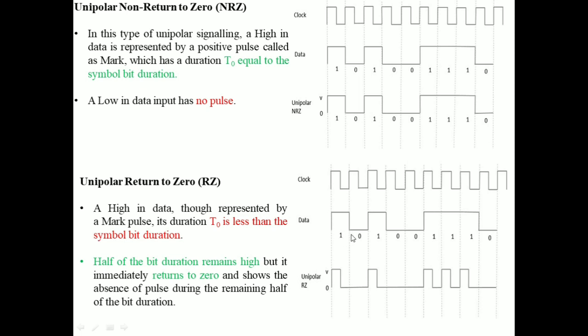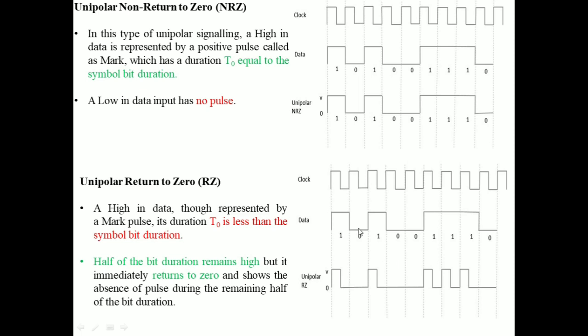Here in the data representation we have the one representation like this. If you see the representation of 1 in the unipolar return to 0 scheme, the duration T0 is less than the symbol bit duration, that is, only for half of the time it has the positive voltage, and for the other half it again reaches the 0 pulse.